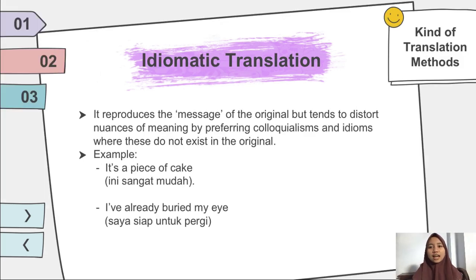And the next is idiomatic translation. It reproduces the message of the original but tends to distort nuances of meaning by preferring colloquialisms and idioms where these do not exist in the original. For example, it is a piece of cake, yang artinya ini sangat mudah. Kemudian yang selanjutnya yaitu I've already buried my eye, yang berarti saya siap untuk pergi.